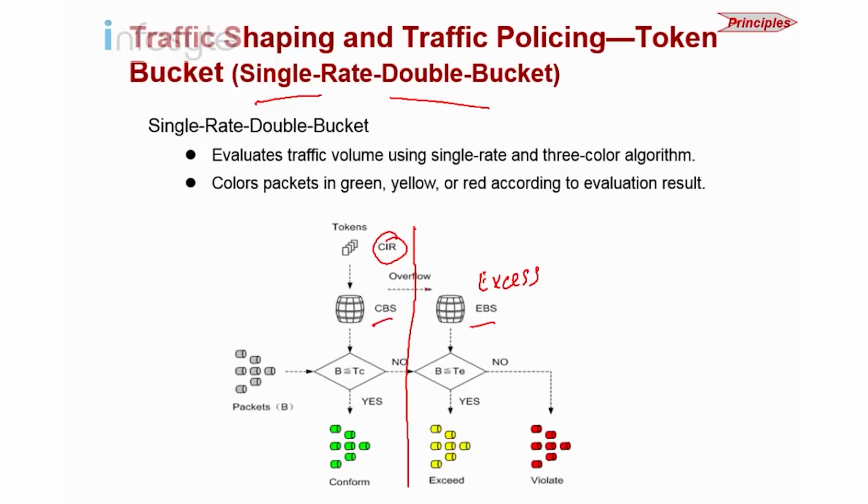Whereas for the single rate double bucket, I still have a CIR, let's say 1 megabit per second. I still have the CBS, but anything that is overflow will go into the excess burst size. The concept is identical except that if my usage is less than or equal to my CIR, that is conform. But if it's not, then it will go into the EBS, which means, do I still have any tokens in this EBS? If I do have, you notice that if the B is less than or equal to the TE, then it's exceed.